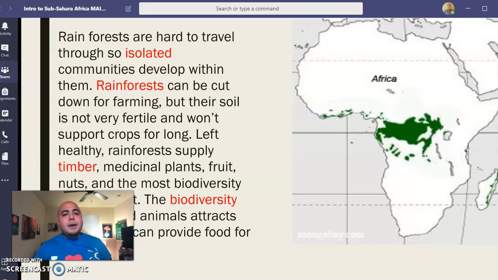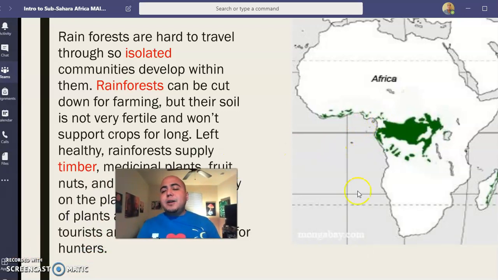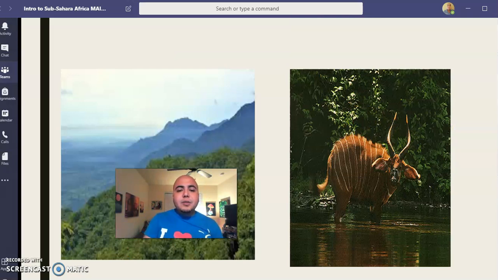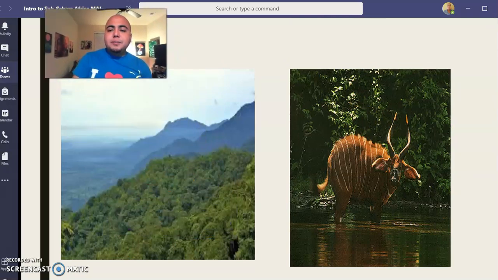Okay. All right, rainforests are hard to travel through, so isolated communities develop within them. Rainforests can be cut down for farming, but their soil is not very fertile and won't support crops for long. Left healthy, rainforests supply timber, medicinal plants, fruit, nuts, and the most biodiversity on the planet. The biodiversity of plants and animals attracts tourists and can provide food for hunters. So in Africa, this will be the region where you have the highest concentration of rainforest. So this will be the only part of Africa. Okay. So this is just images of the rainforests you'll find in Africa.